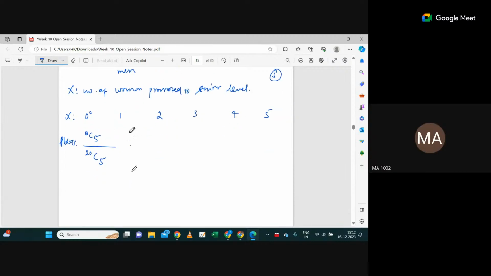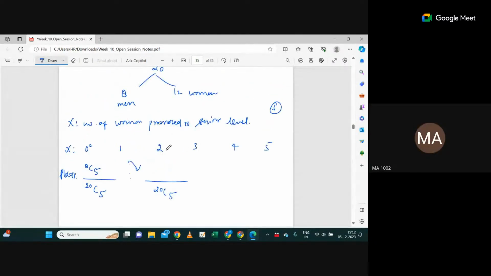What is the probability X equal to 1? So the total case is 20C5. 1 means there is 1 woman. Out of 12 there will be 1 woman, so 12C1, into 8C4, as the rest 4 are men, right? Same for 2: 12C2 women, and the remaining 3 will be from men, 8C3, divided by 20C5, right? Similarly, you can find for 3, 4 and 5.